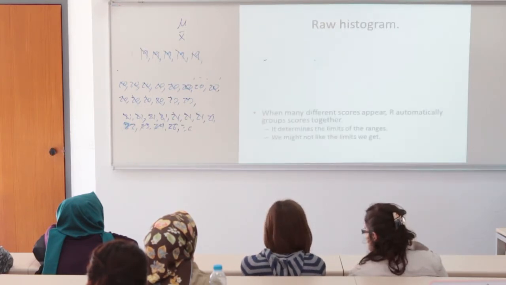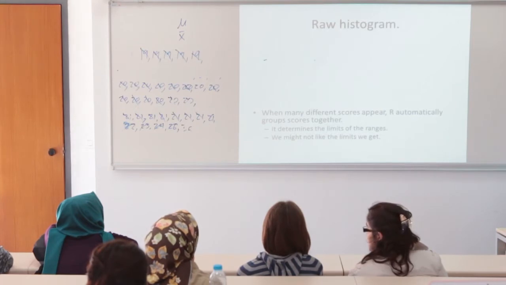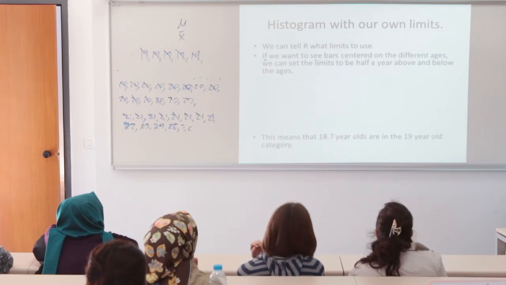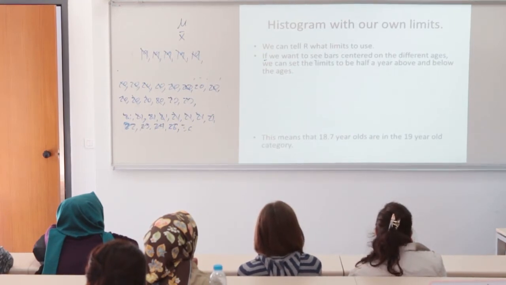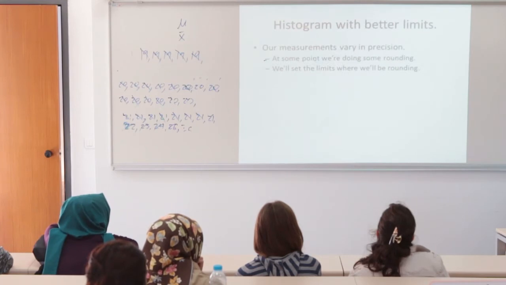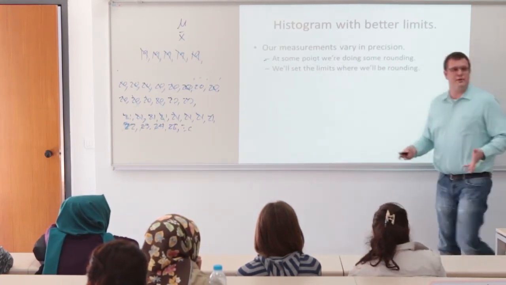So we got our raw histogram, and we didn't like the limits that it gave us, because it grouped people together where we wanted to see the individual differences. So we created our own limits, and then we didn't like how our first set of our own limits looked, because it suggests that people that are like 18.7 years old would have been in the 19-year-old group. So we made a better histogram. Now our measurements vary in precision.